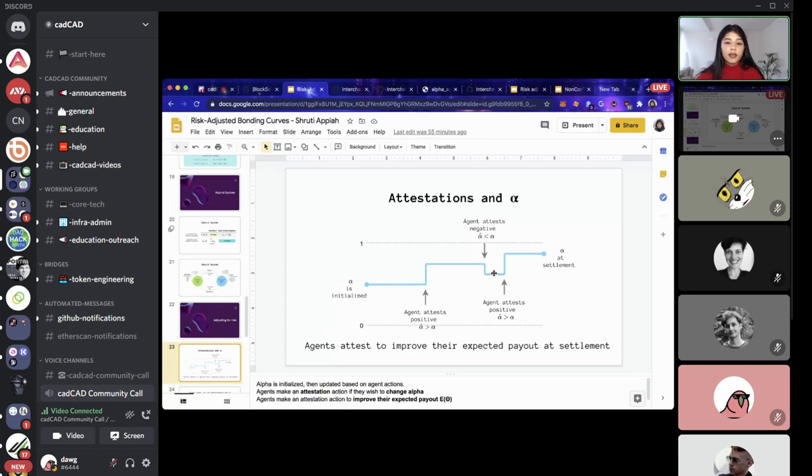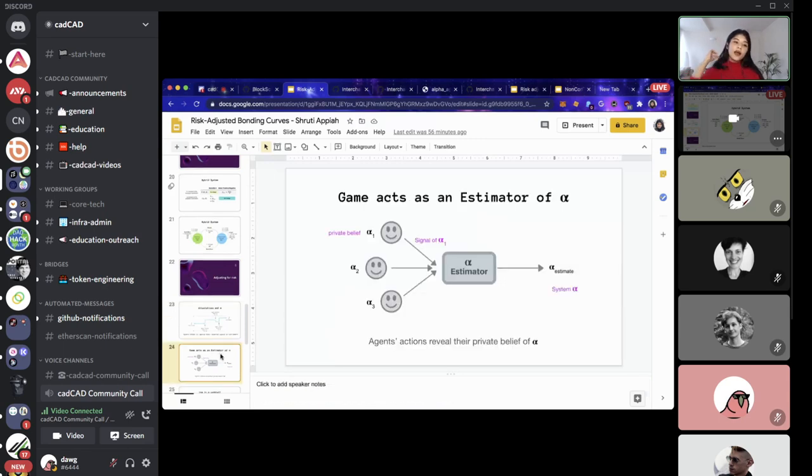And finally, we will arrive at the final alpha at settlement. And so this particular alpha will determine whether the project was actually successful or not, because that is the final estimate of what the risk or the likelihood of success for that project is. And based on that, we will be dispersing all of the payments to the agents. So that's where they will get their return on investment.